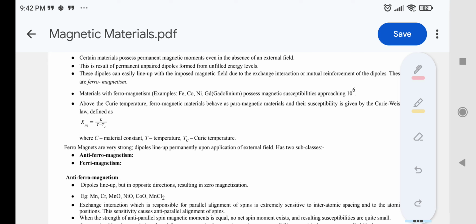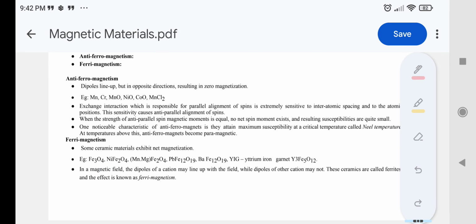This ferromagnetism you can again classify into two different types. One is antiferromagnetism, another is ferrimagnetism. Now this antiferromagnetism, as you can see, there are so many metals which show this antiferromagnetism, which is when the dipoles line up in opposite directions, it will show zero magnetization. So it has a very strong magnetization, but since it is opposite direction, the net effect becomes zero.